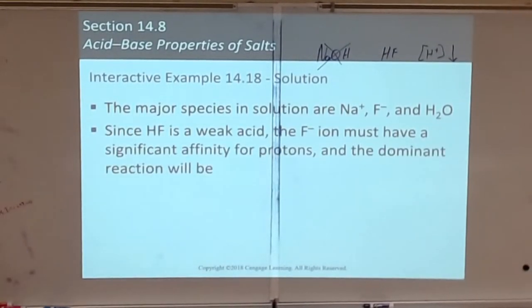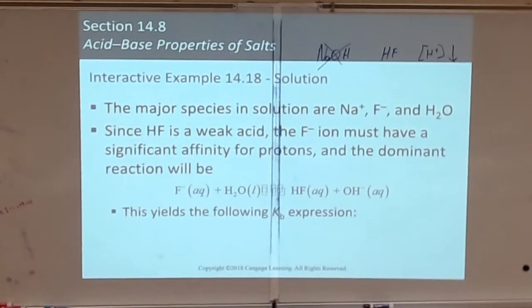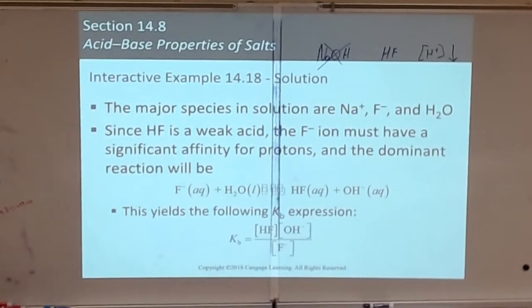Okay. This is a weak acid, so we're going to say that it has a significant affinity for protons, and then that's the dominant reaction. This yields the following Kb expression. Why is H2O not on the bottom? Because it's a liquid. Some of y'all keep remembering this from the test, so that's good.